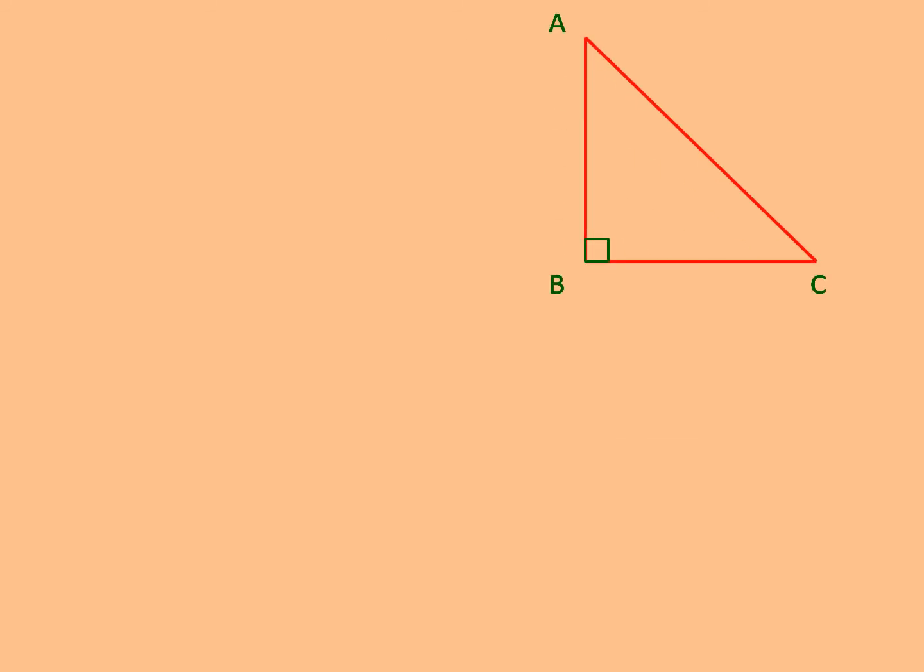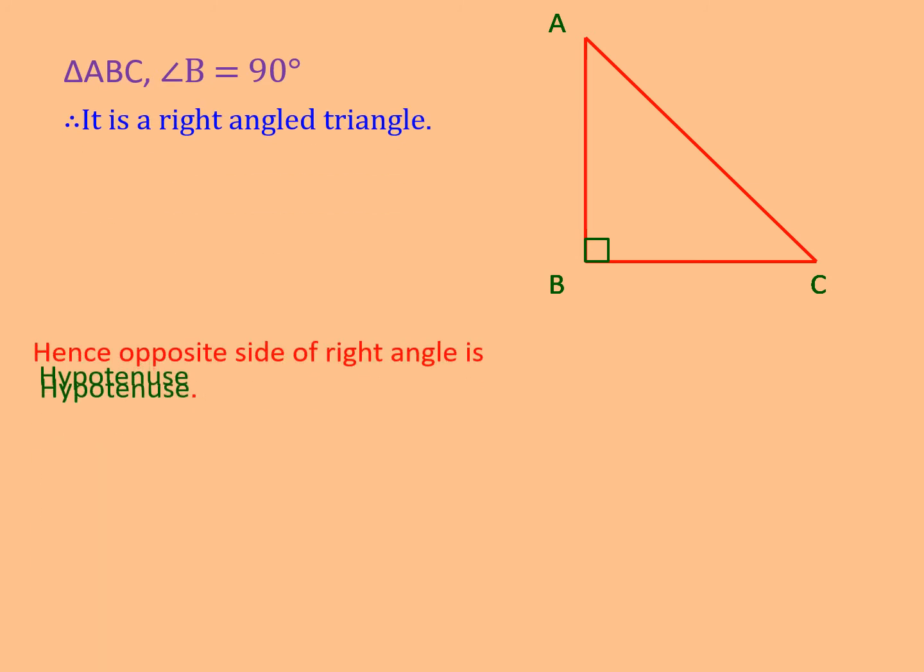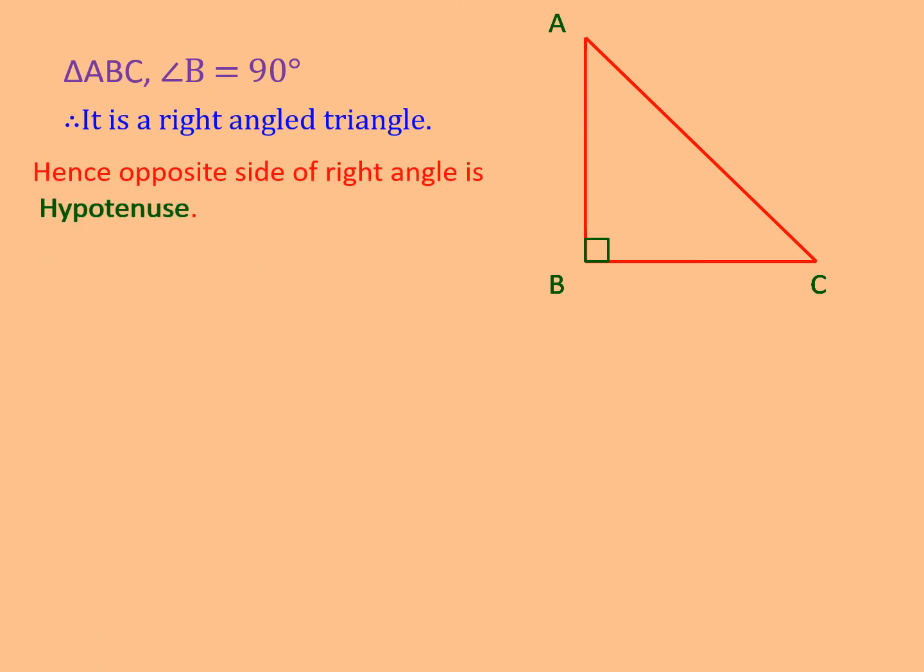So here is a triangle ABC, which is a right angle triangle. At vertex B we have the right angle. So we can also say that the side opposite to the right angle, which we have learnt long back, is known as the hypotenuse.